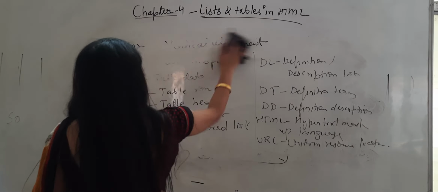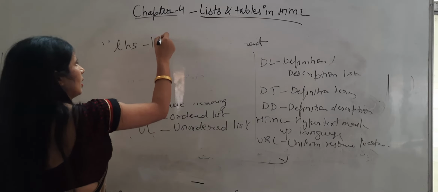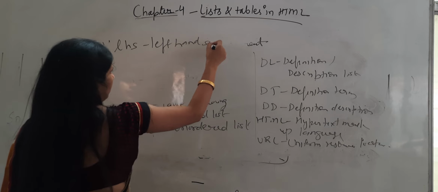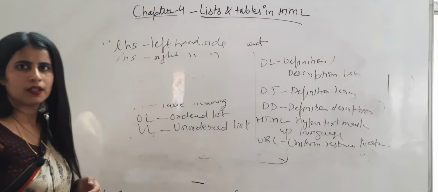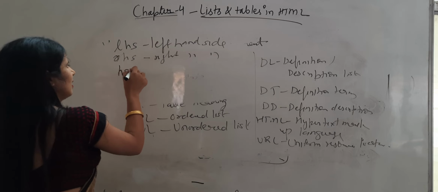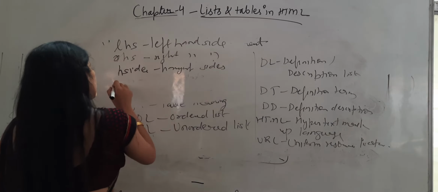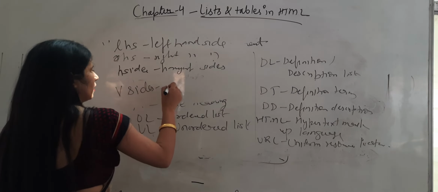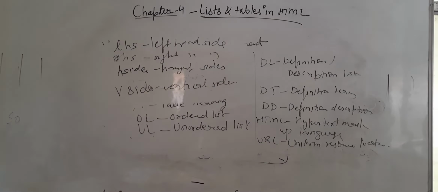Okay, next are LHS, left hand side. RHS, right hand side. H sides, horizontal sides. V sides, vertical sides. How many horizontal sides are there? We have only 2 horizontal sides in a cell. How many vertical sides are there? We have 2 vertical sides there.